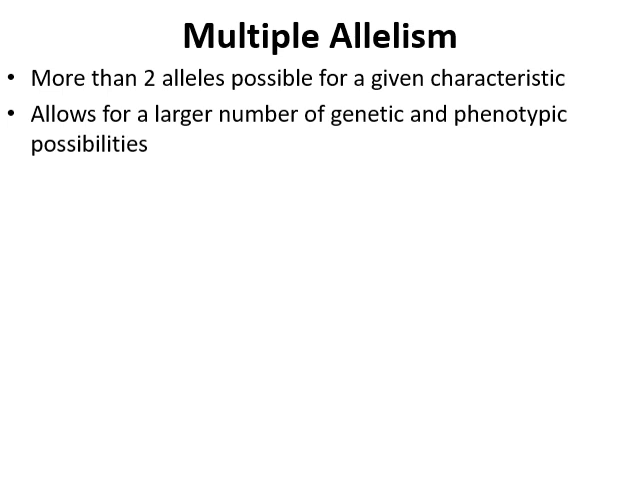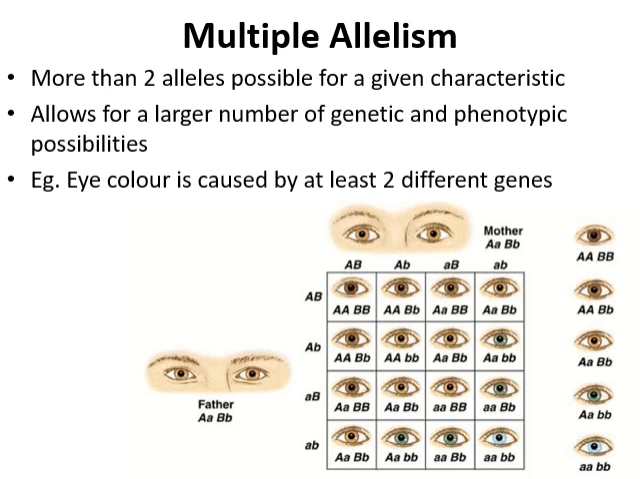Multiple allelism is where there's more than 2 alleles possible for a particular characteristic. And so it gives us a larger variety for the genotypes and then also the phenotypes based on that. So eye color is one of these where you have more than 1 gene present, and so this is showing 2 possible genes, an A gene as well as a B gene, of which you could have a dominant and recessive version of the A and a dominant and recessive version of the B gene, and depending on how they combine together, we can have all sorts of different combinations of eye color.